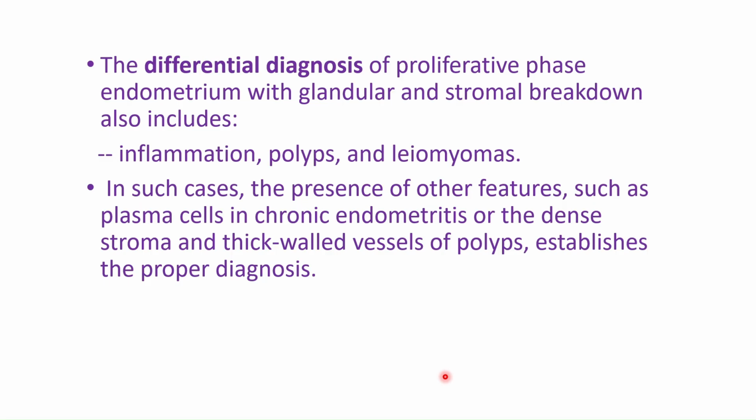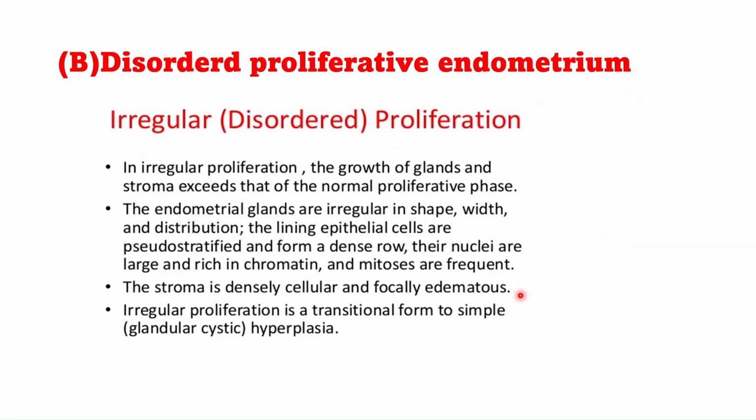Now, the differential diagnosis of this proliferative phase endometrium with breakdown includes inflammation, polyp and leiomyomas. In such cases, the presence of other features, such as plasma cells in chronic endometritis or the dense stroma and thick-walled vessels of a polyp, establishes the proper diagnosis.